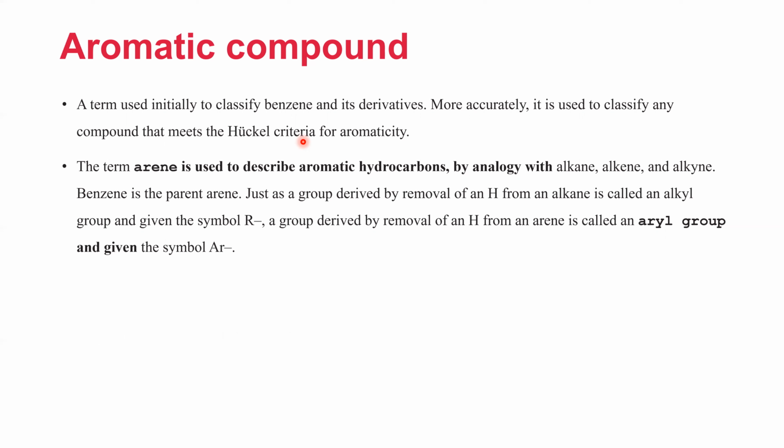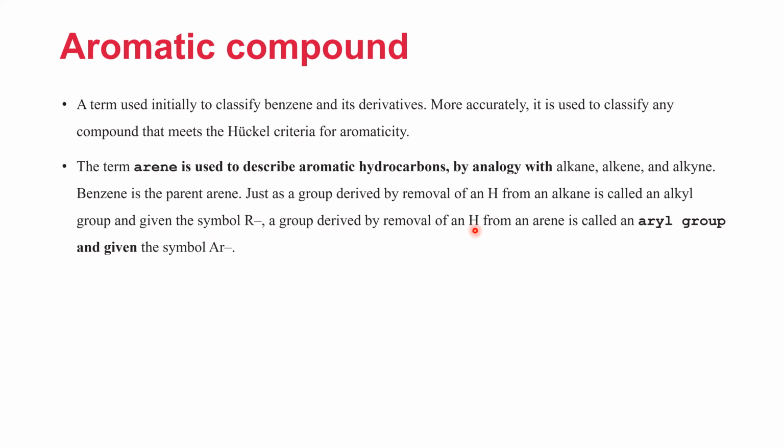The term arene is used to describe aromatic hydrocarbons by analogy with alkane, alkene, and alkyne. Benzene is the parent arene, the basic representative of this class. A group derived by removal of a hydrogen from an alkane is called an alkyl, and we represent it with R, where the dash represents a bond to something, which could be an alkyl chain, an aromatic, or any functional group.